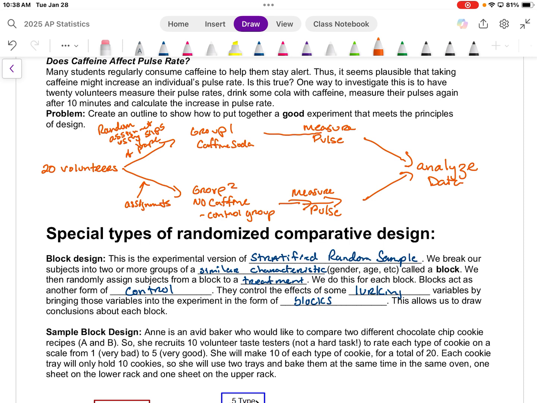Blocks act as another form of control. They control the effects of some lurking variables by bringing those variables into the experiment in the form of the blocks. Like if we're doing the experiment with men and women. If I want to see how this thing affects males and how it affects women, because how a medicine affects a male and a woman is different. Even age, even the weight of people. There's a lot of things, but to start the process of blocking, let's break it off by gender first. And then from there we can try to isolate other potential lurking variables if need be.